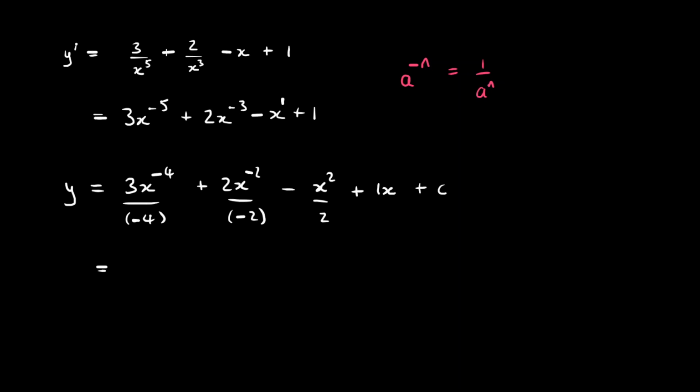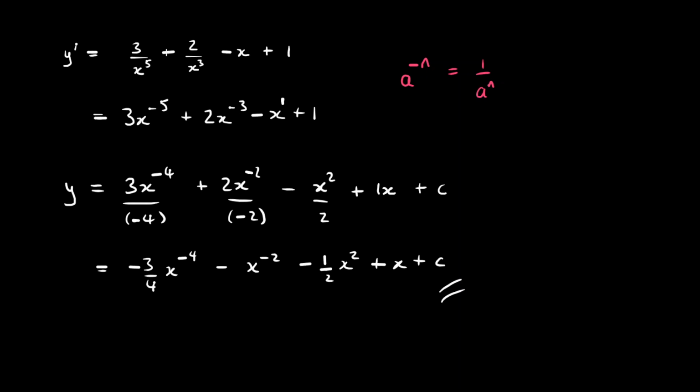So now if I simplify all of this, this will become minus 3/4 x to the power of negative 4 minus x to the power of negative 2, because 2 divided by minus 2 is just negative 1, minus a half x squared plus x plus c. Okay, and that's our final answer.